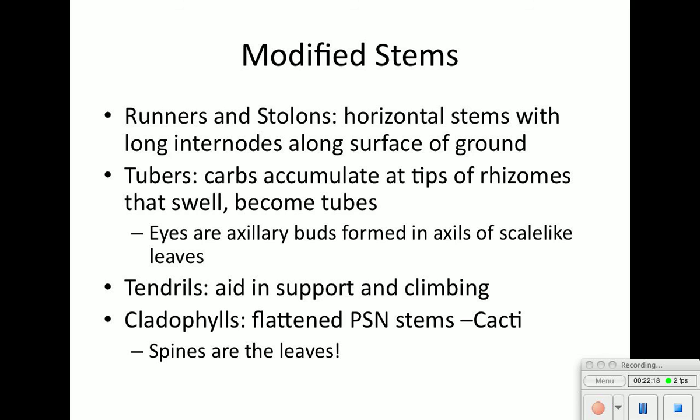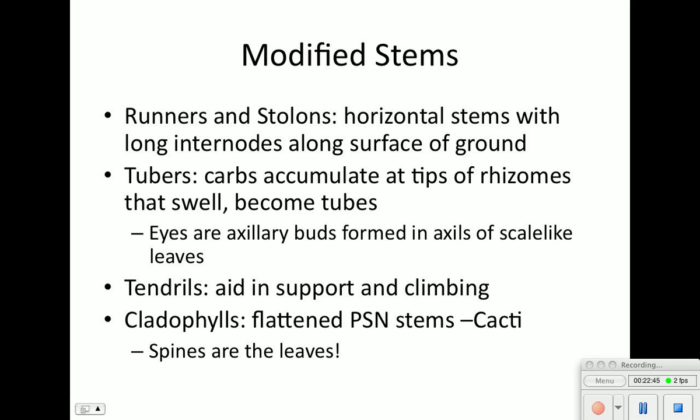Other types of modified stems, runners and stolons. You see this a lot with strawberries. So strawberries have horizontal stems, and then they help produce a new strawberry plant. I just planted my raspberries last night, so hopefully they take off. Tubers. Carbohydrates accumulate at the tips. They swell to become tubers. So tubers are sweet potatoes.